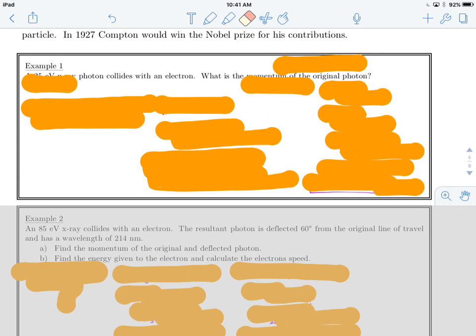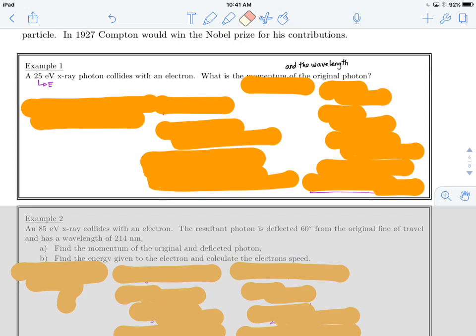This is example one: a 25 electron volt X-ray photon collides with an electron. I'm going to alter this question just for a moment, and ask, what's the momentum and the wavelength of the original photon? The first thing we have to know is that we're given an energy. This is a 25 electron volt X-ray. I know we're still probably getting used to the idea of these units. Electron volts are a unit of energy. What's the momentum of the original photon?